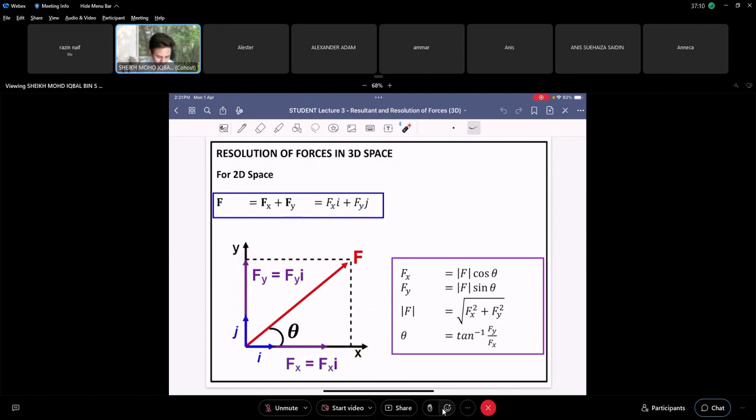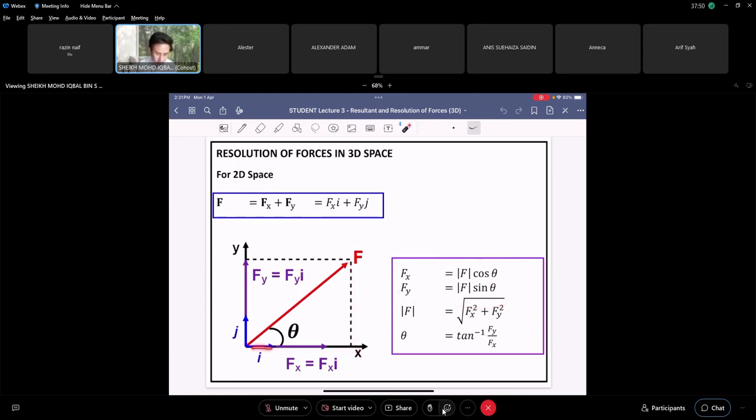Now, because this force is on the x plane, we attach the unit vector i to it, so we know that it is on the x plane. And this one is on the y plane, so we attach the j unit vector here, to show that it is on the y plane, right? Once you have attached unit vectors, I think this is pretty straightforward. You can straight away calculate Fx and Fy. This is how you calculate using cos and sin.